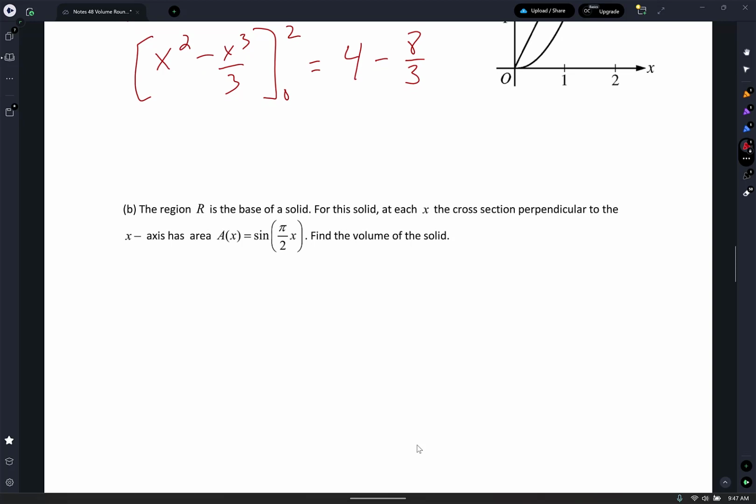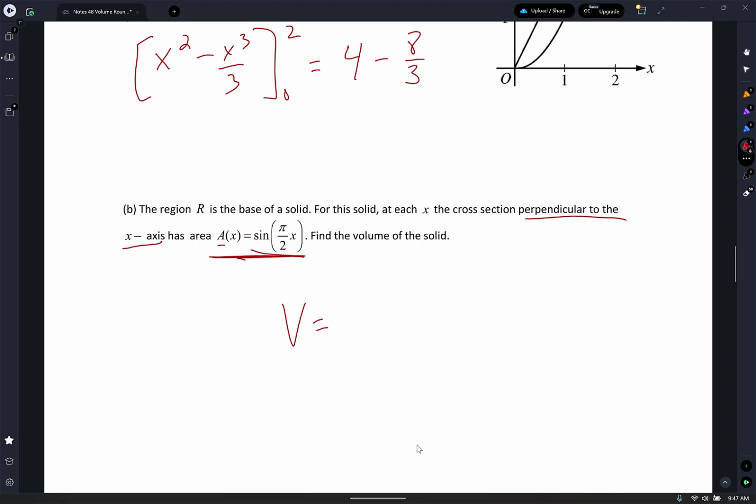So here's the one that got everyone. Actually, did anyone get it right? One person, and everyone else got it wrong. Do this one right here, this letter. All right, let's see if we learned anything today. The region R is the base of a solid. At each x, the cross section perpendicular to the x-axis has an area of this. Find the volume of the solid.